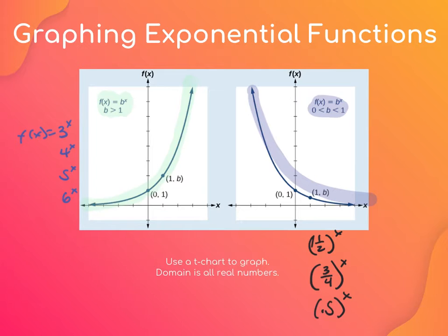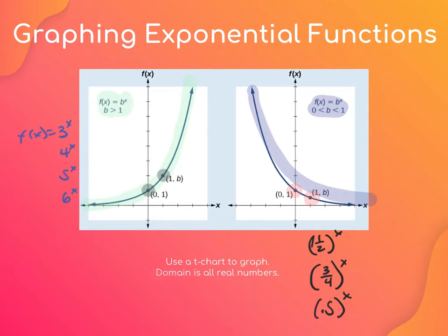On the parent functions, like the ones you see here where there's no shifts, you're always going to have a y-intercept at 0, 1. And you're always going to have a coordinate at 1 and then whatever the base is. So 1 comma b. We are going to shift these though. We're going to move them right, left, up, down, all that stuff that we're used to shifting of the graphs.